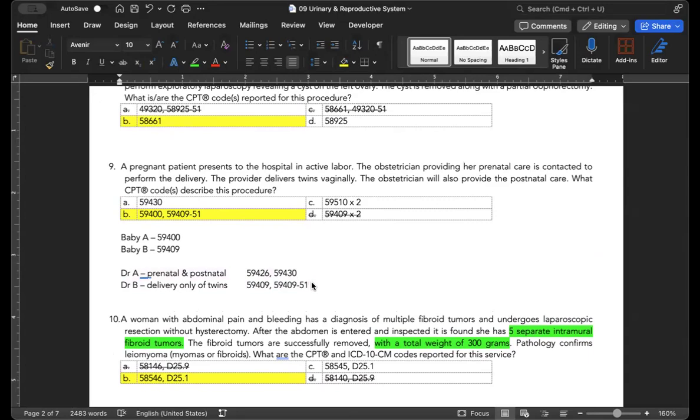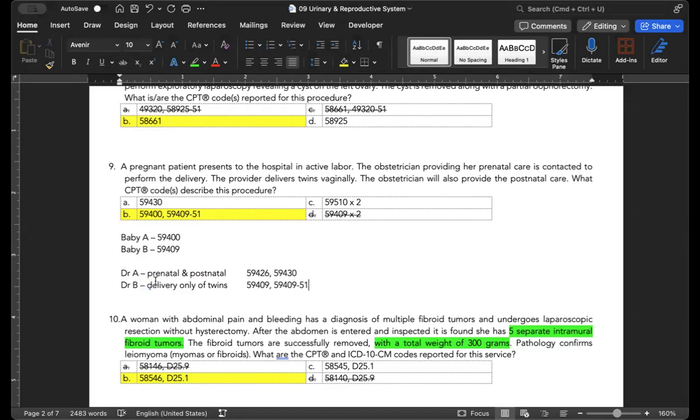No, it's not necessarily delivery on a separate day. It's if Dr. A is on vacation, who normally is going to do your prenatal and your postnatal, and then Dr. B is the physician on call. Now, to throw another kink into it, if Dr. B is part of the same practice as Dr. A, and they're just the doctor that's on call, then you would still bill the global package.